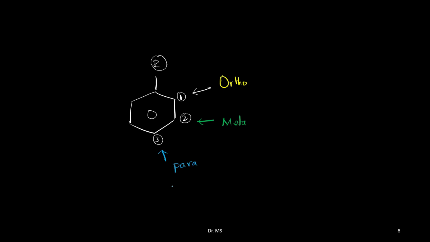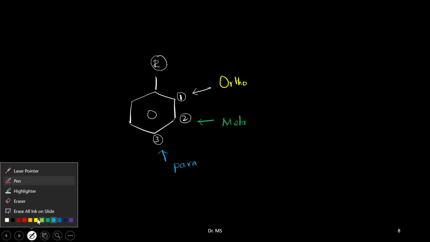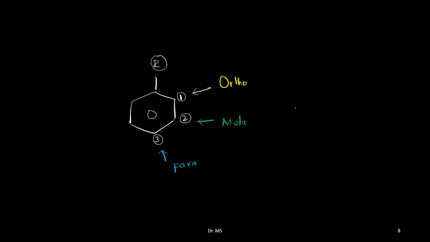So it's ortho, meta, para. Remember it like this, which is nothing but OMP. You can make some abbreviation. So ortho is the nearest position, meta is the middle position, para is the farthest position. So you can remember OMP.